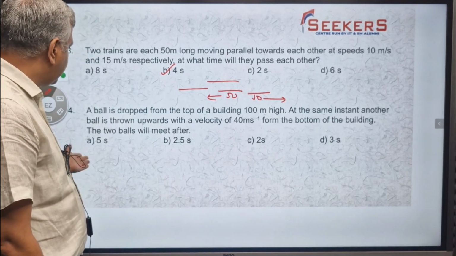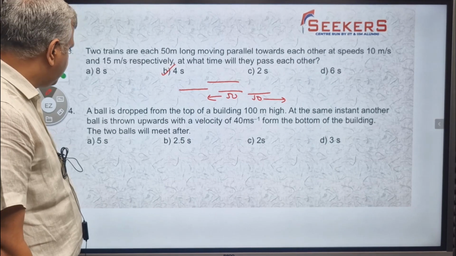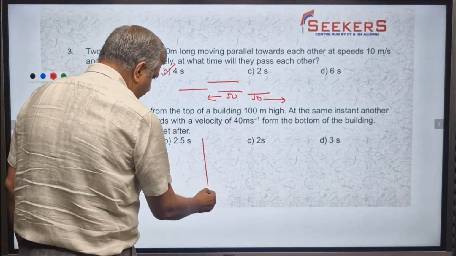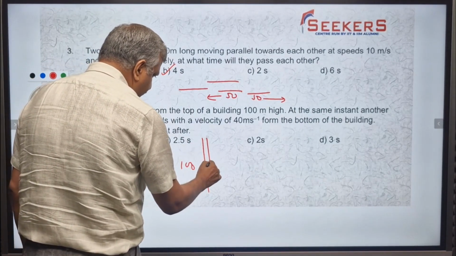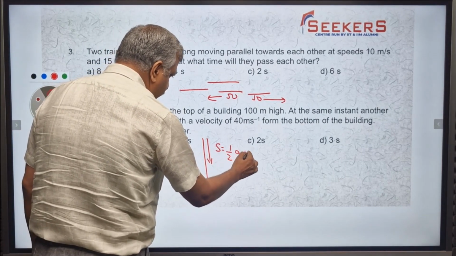A ball is dropped from the top of a building 100 meters high. At the same instant, another ball is thrown vertically upwards with a velocity of 40 meters per second from the bottom. So there is a tall building 100 meters high. So from here something is dropped. So if something is dropped, I can say S is equal to half g t squared.